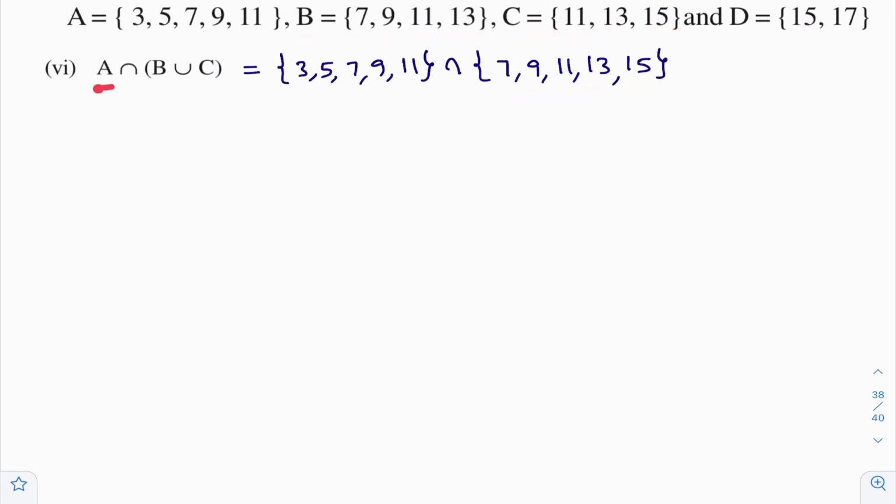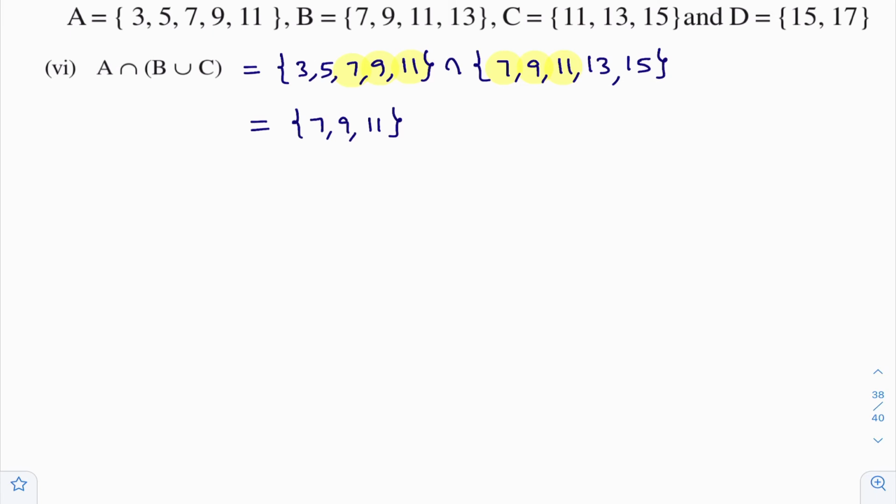Whatever is there in brackets, that you calculate first. This is B union C. Now intersection. Intersection means what? Common elements. Is there any element which is common in both? You observe 9 is the element which is common in both. 7 is common in both. And 11 is common in both. Any other elements? No. So the elements which are common in both are 7, 9, 11. So this is A intersection B union C.